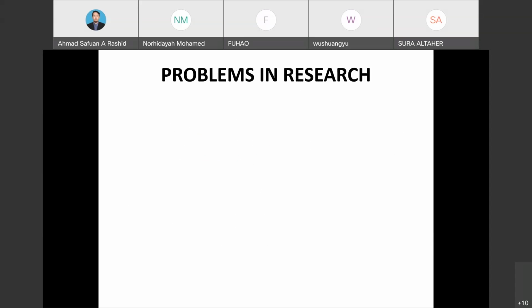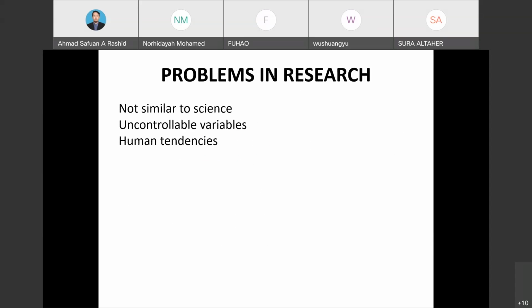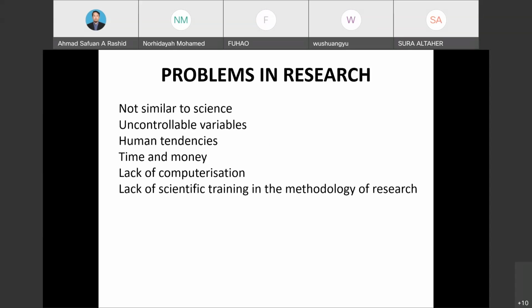Problems in research not similar to science: uncontrollable variables, human tendency, time and money, lack of computerization, lack of scientific training in the methodology of research. When I did my PhD, I do agree with this last statement: lack of scientific training in the methodology of research. I had this difficulty, and I did not have a very good research skill. So at the early stage you need to develop good research skills.